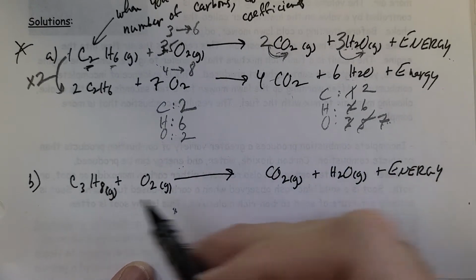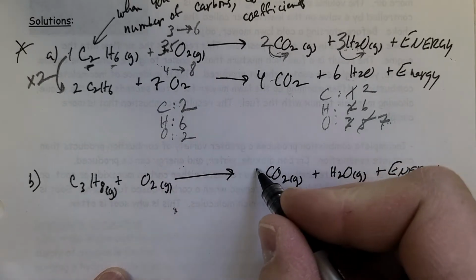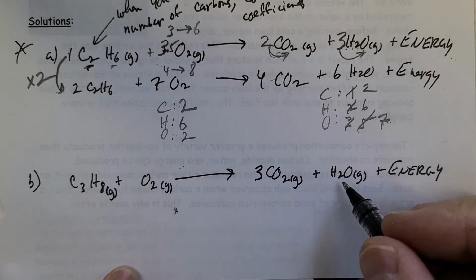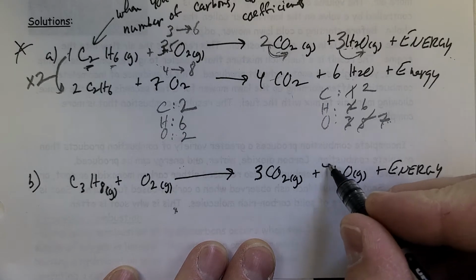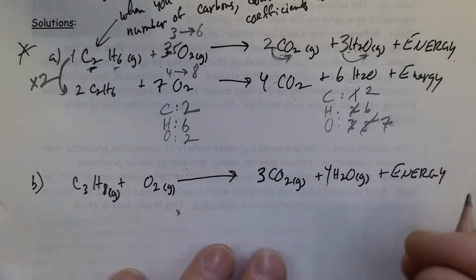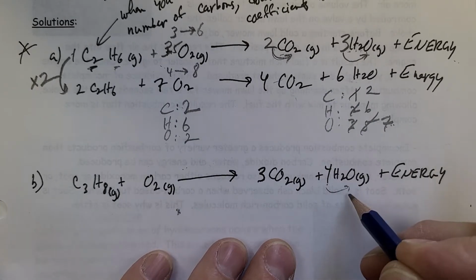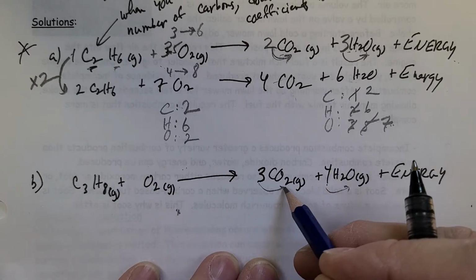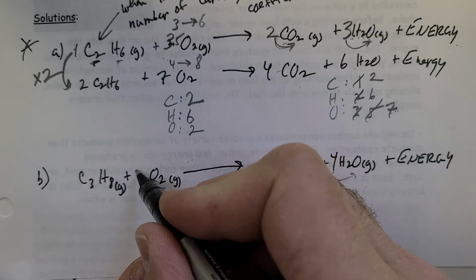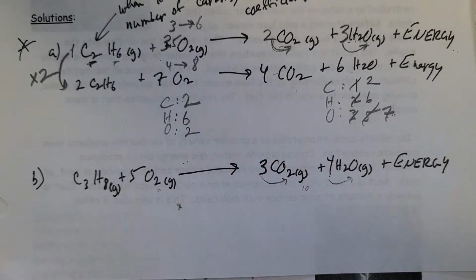All right. So if I take a look here, I have 3 carbons, so I'm going to have 3 carbons here. Here I have 8 H's, so I'm going to have 8 here. So 4 times 2 is 8. And if I look here, 4 plus 6 is 10 oxygens. So we get 10 oxygens there. 5 times 2 is 10.